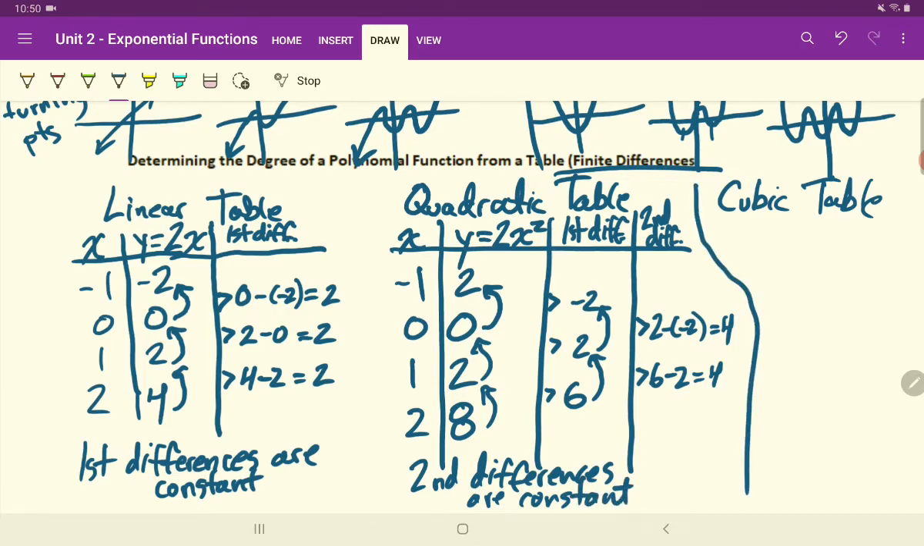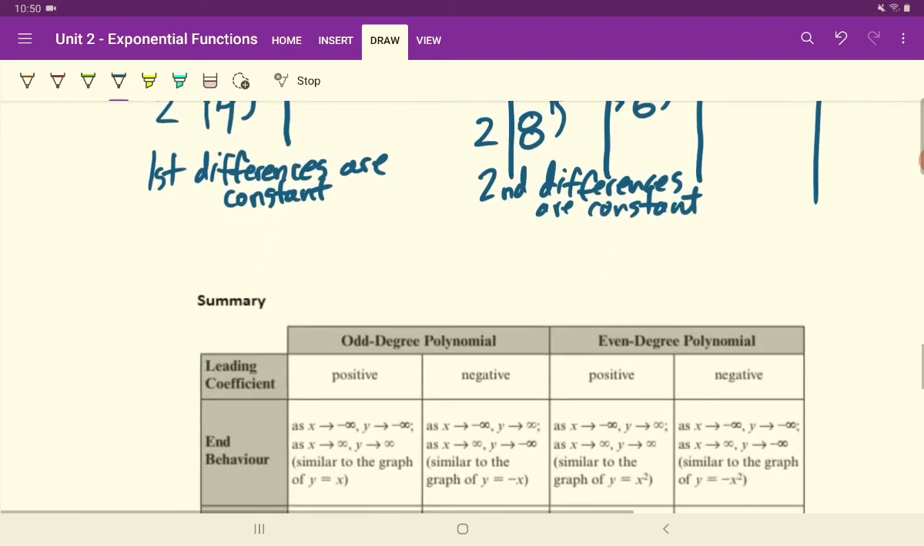Guess what's going to happen for a cubic table? The third differences will be constant. Okay? So I'm not going to actually do an example there. Just take my word for it that if we did a cubic function, the first and second differences will not be equal, but then if we took a third difference, they would end up being equal. And then for a quartic function to the degree of 4, the fourth differences will be constant, and the pattern continues on and on. Okay?